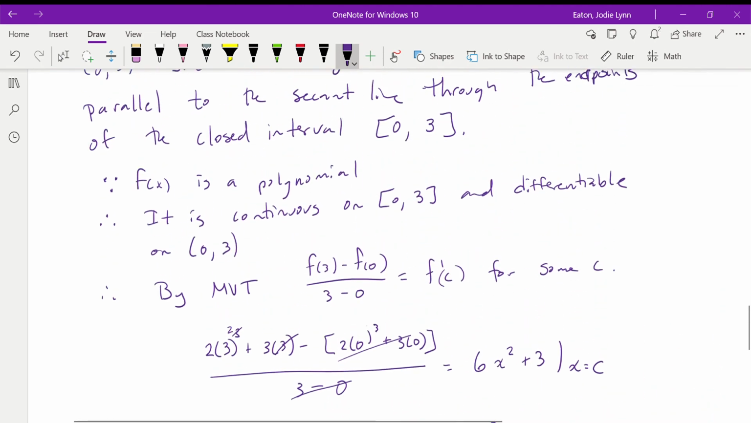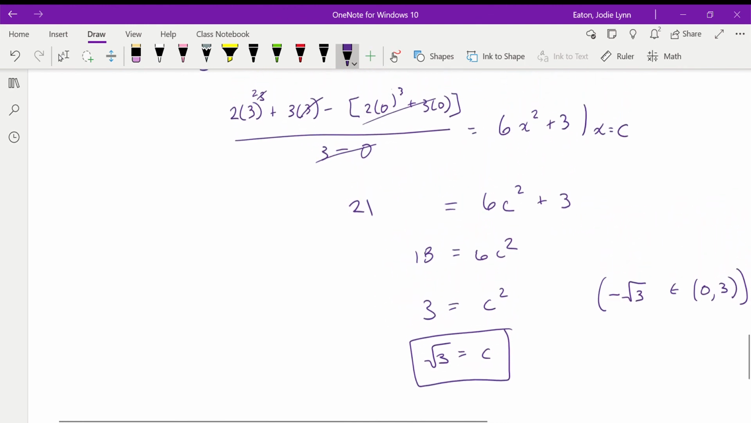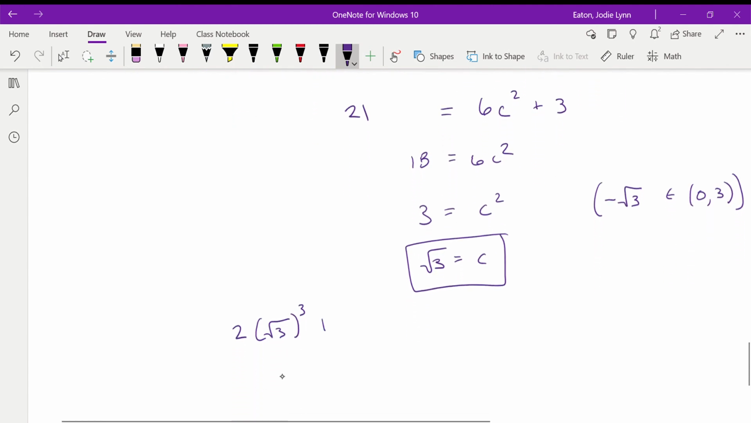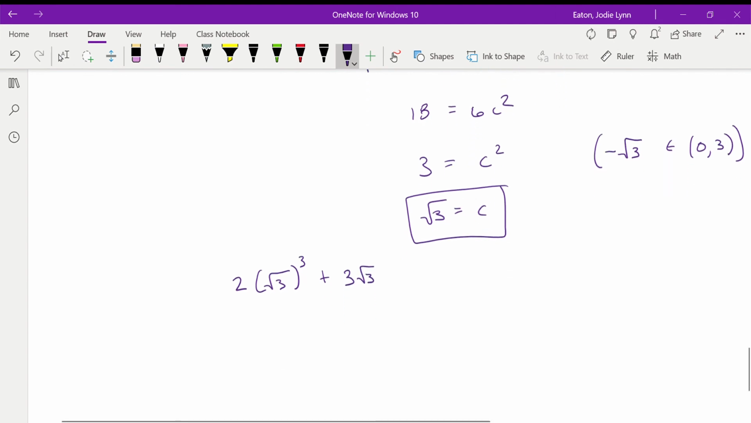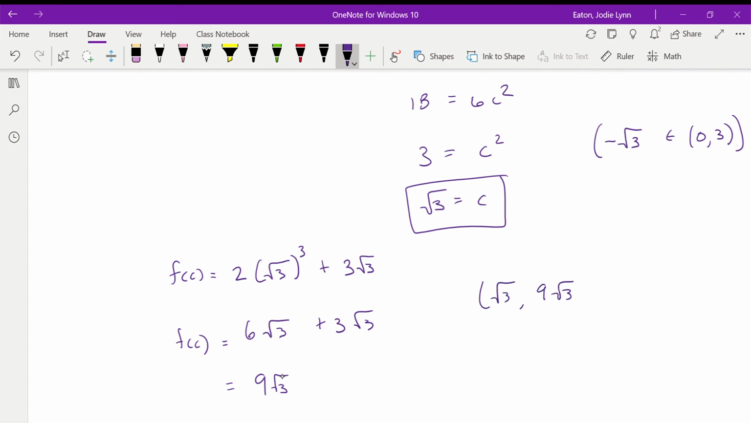We were asked to find the point c comma f of c, so now we have to go and plug the square root of 3 back into our original function. So we have 2 times radical 3 cubed plus 3 times radical 3. So radical 3 squared is 3, so we have 2 times 3 is 6, so we have 6 radical 3 plus 3 radical 3. This is f of c, just to remember what we're finding. And so this is equal to 9 radical 3. So our point is radical 3 comma 9 radical 3.